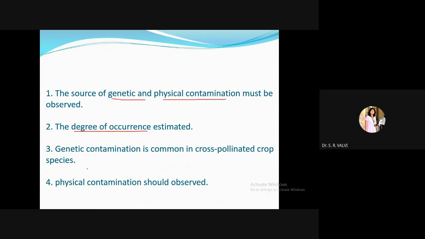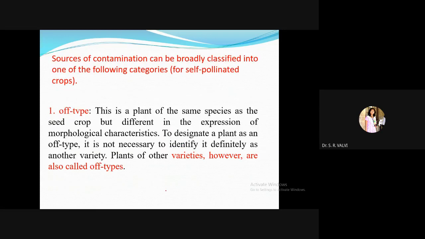Second point. Next, genetic contamination is common in cross-pollinated species. As we are crossing two different plants, there must be genetic contamination. This genetic contamination is very common and has to be pointed out again during inspection. Next, physical contamination should be observed. Any physical contamination that appears apart from genetic contamination, a field inspector has to observe.